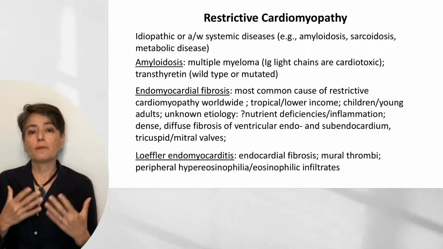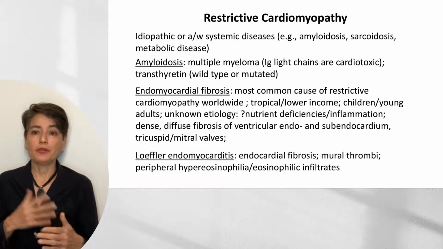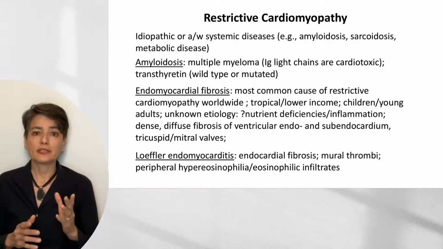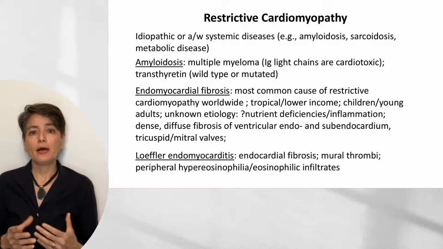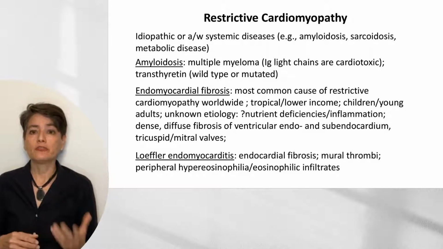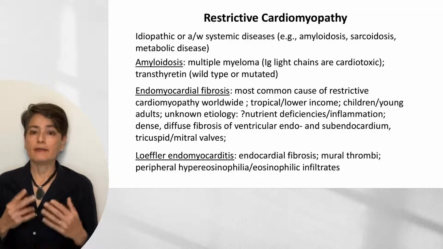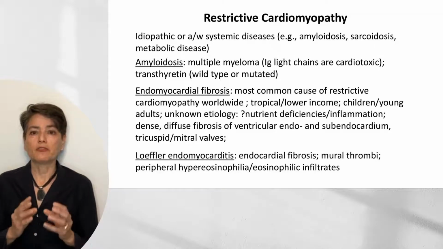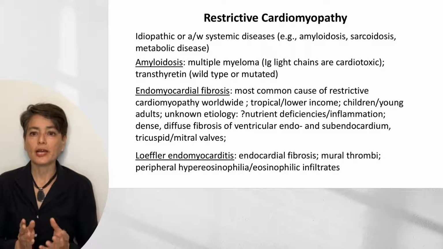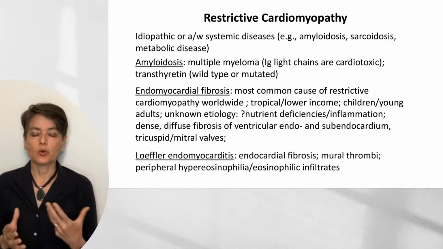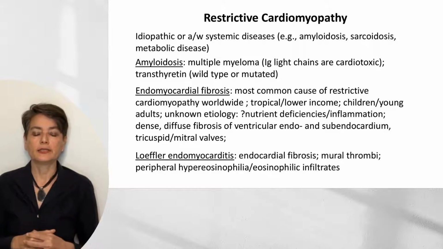So if we look at the big three in restrictive cardiomyopathy, the things you need to think about or associate with restrictive cardiomyopathy, number one is amyloidosis. And you'll be thinking about this in the context of multiple myeloma. And in this case, patients who have multiple myeloma who develop cardiac amyloidosis have a double whammy, because not only do they have the amyloidosis, which is going to make the ventricle wall thick, but the immunoglobulin light chains are cardiotoxic, so it's going to cause some dysfunction of those myocytes.